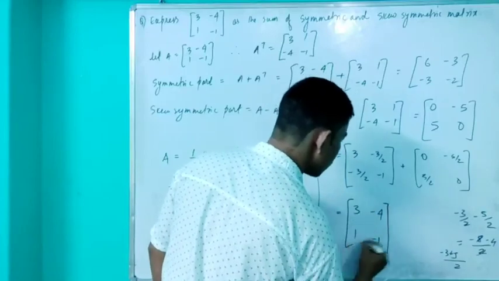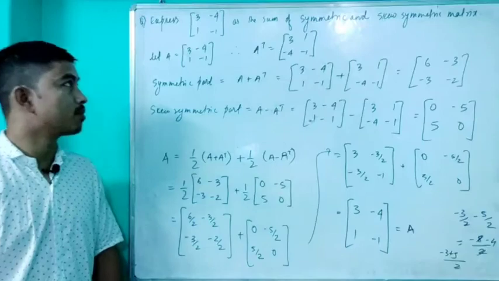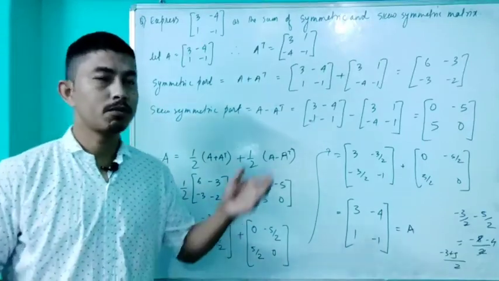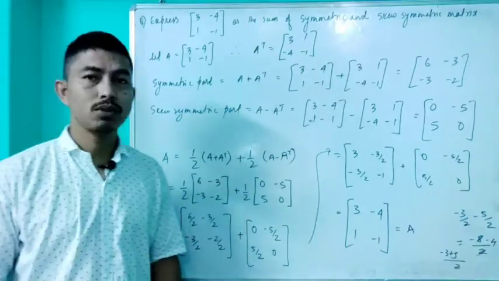Okay, which is equal to the given matrix. So this is how we solve this kind of question, where we express the given matrix by its symmetric part and its skew symmetric part.